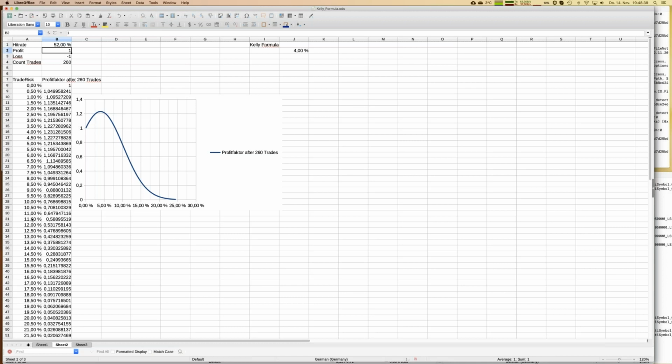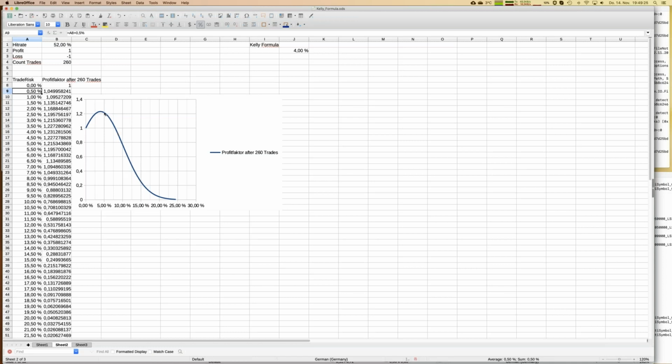And now you see I have my y-axis, my x-axis here being the trade risk. And then you see exactly what we have realized already on the previous Excel sheet, that if we start with a risk per trade of 0%, okay, that means we do not trade, and therefore we will not lose and we will not gain anything. So therefore the profit after 260 trades is still 1, so that's a factor. But if we increase the risk per trade, we get more and more money. But if we go above the threshold of the Kelly formula, in this case 4%, then we go down once again.